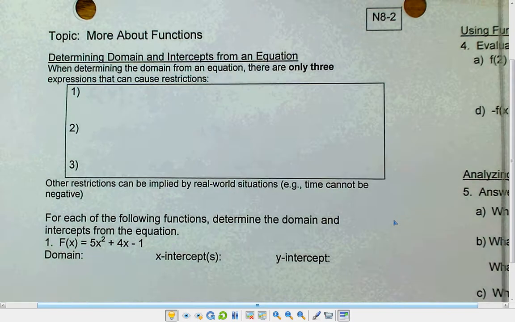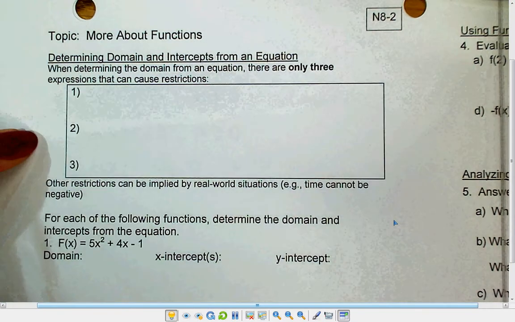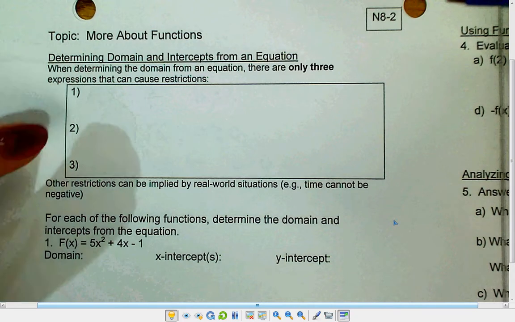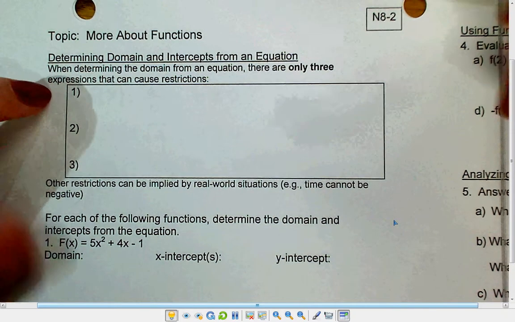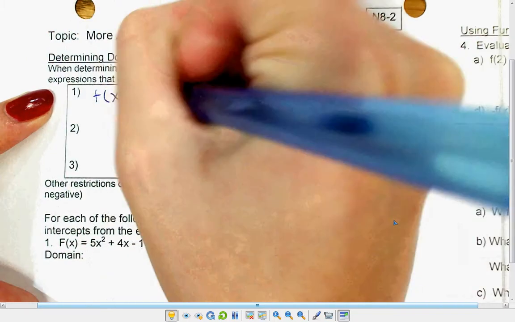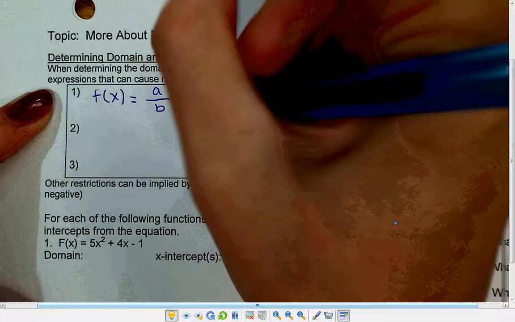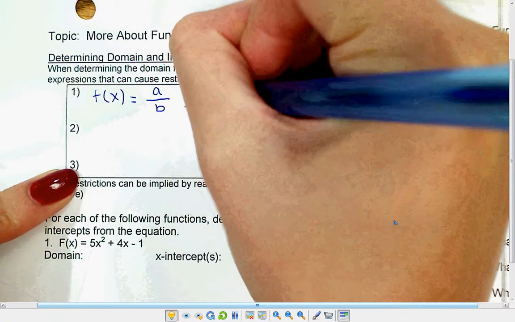Today we're going to learn how to analyze the function from an equation. So the first thing we're going to do is find the domain. There's only three situations that we're looking for when we're looking for the domain. The first situation is when you have a rational function, which just means it's in fraction form, in which case your denominator cannot be equal to 0.